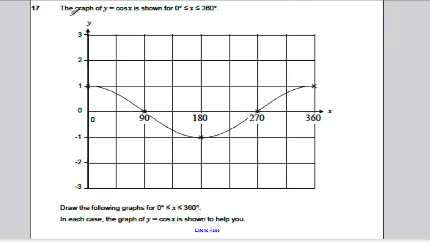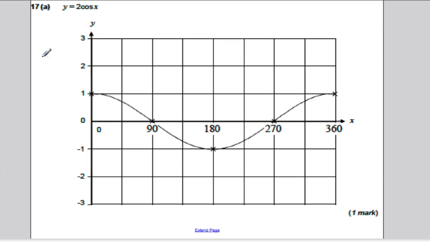Okay, question 17. The graph of y equals cos x between 0 and 360 is shown. You should know these graphs. They go between 1 and minus 1. Draw the graph of the following, using the graph y equals cos x to help you. Let's draw the graph of y equals 2 cos x. So here's the graph of y equals cos x.